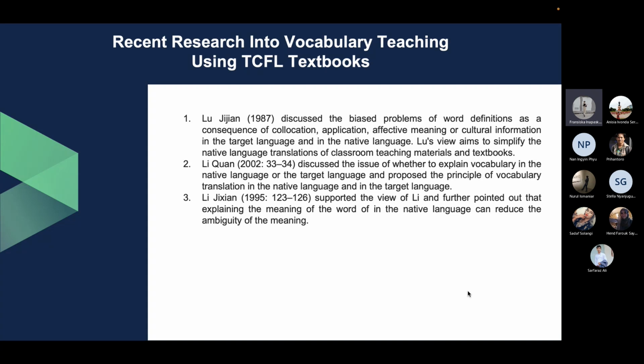The second is Li Quan in 2002, who discussed the issue of whether to explain vocabulary in the native language or the target language, and proposed principles of vocabulary translation in the native language and in the target language. And then Li Jixian in 1995 supported this view and further pointed out that explaining the meaning of a word in the native language can reduce the ambiguity of the meaning.